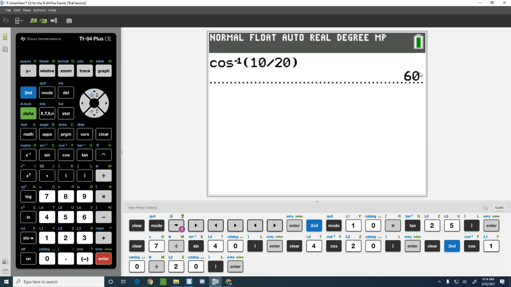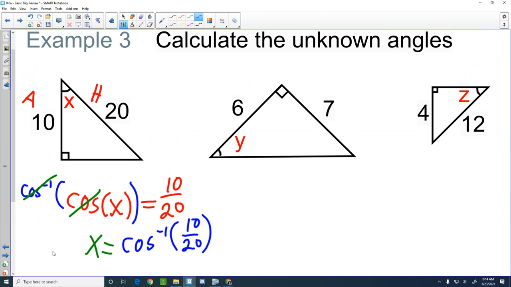Fantastic. And I know this is degrees, even though there's no symbol, because that's the mode that my calculator's in right now. It's in degree mode. So any angle that it gives me, I know is going to be a degree. So we know that angle x is 60 degrees. All right, see if you can all find y and z.